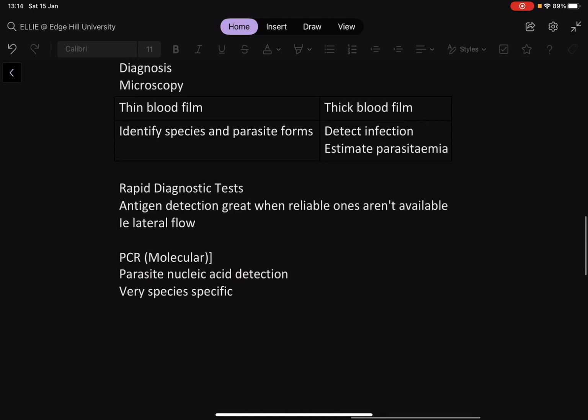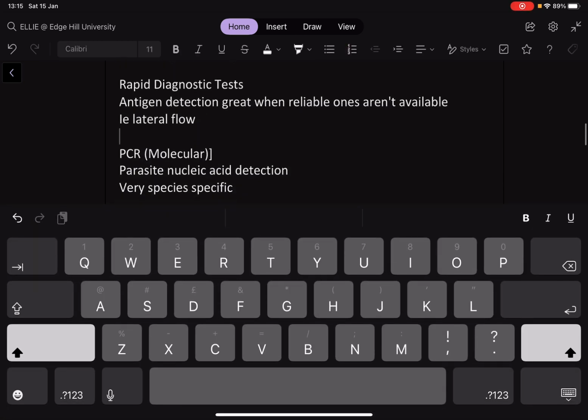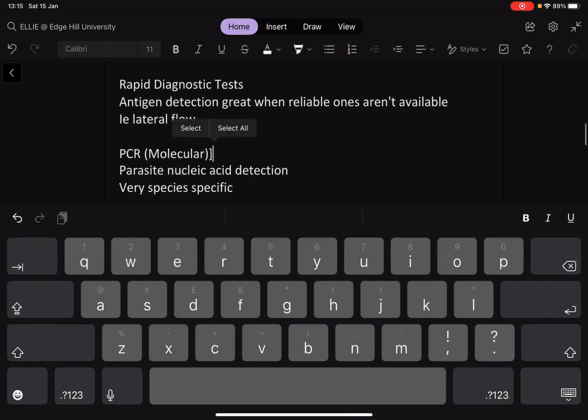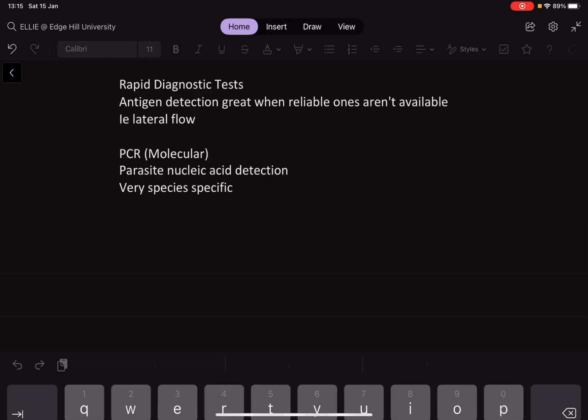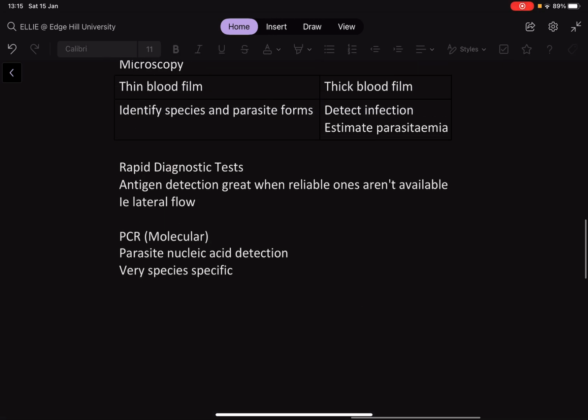Another way is through rapid diagnostic tests, which everyone will be familiar with due to the lateral flows with COVID. This is an antigen detection, and it's a great technique to use if reliable tests aren't available. Reliable tests are molecular tests such as a PCR. These can actually detect the parasite's nucleic acid and are very species specific.